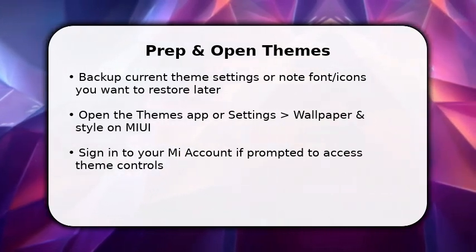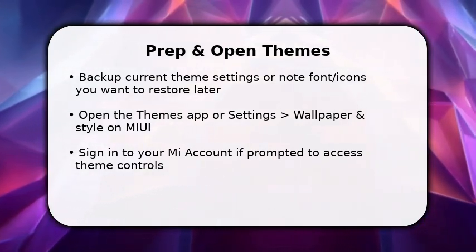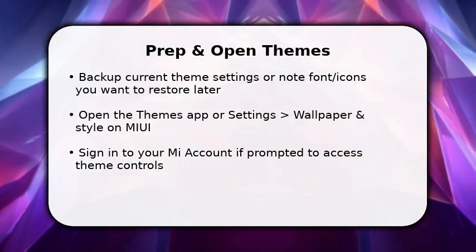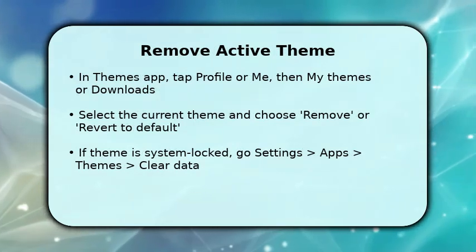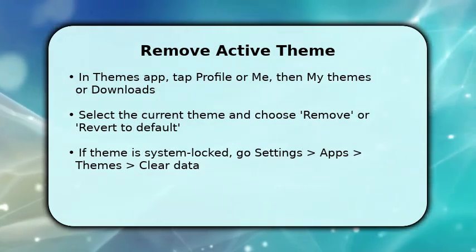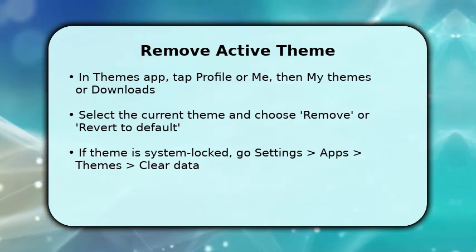You do this because some theme elements sync with the cloud, and having an account prevents loss and exposes the uninstall or reset options you'll use next. Once in My Themes or Downloads, locate the active theme and tap to view details, then choose Remove or Revert to Default. This restores MIUI stock look.